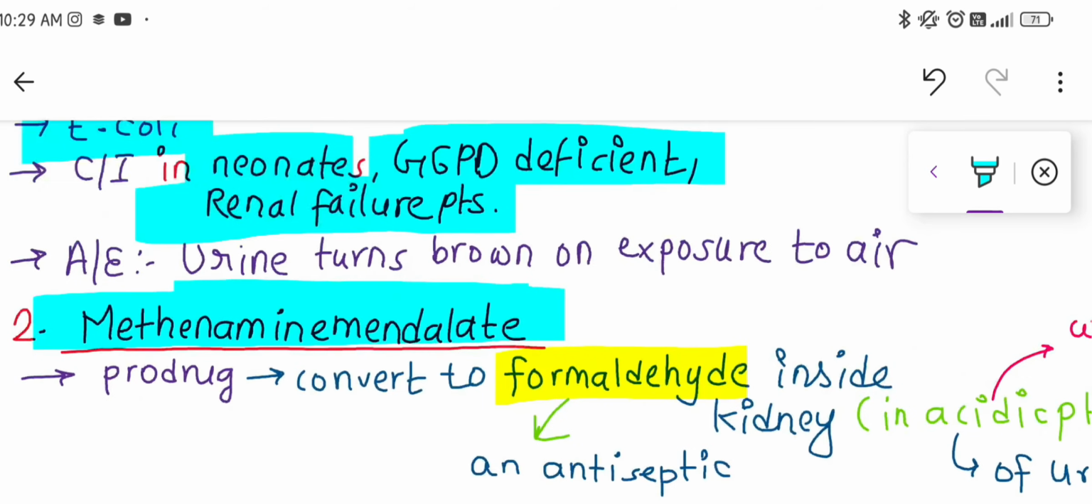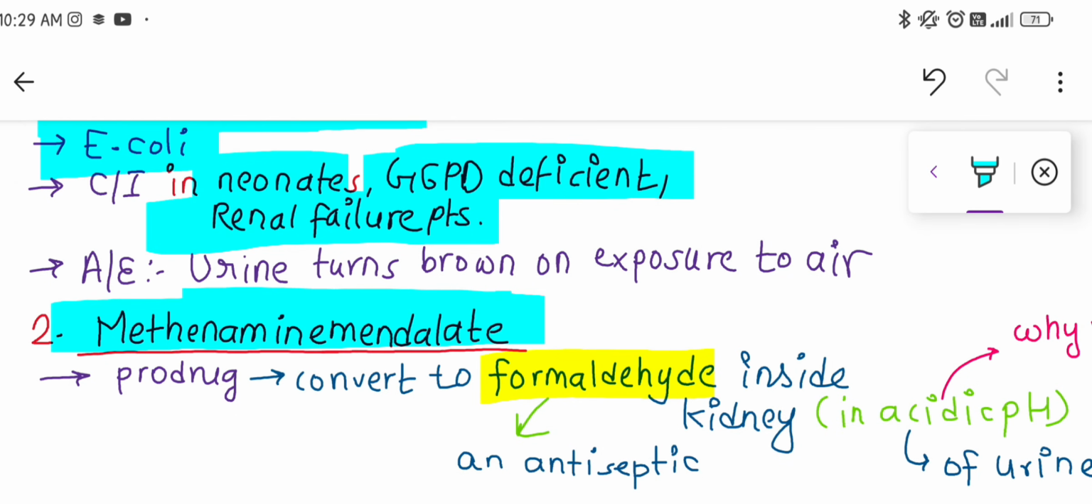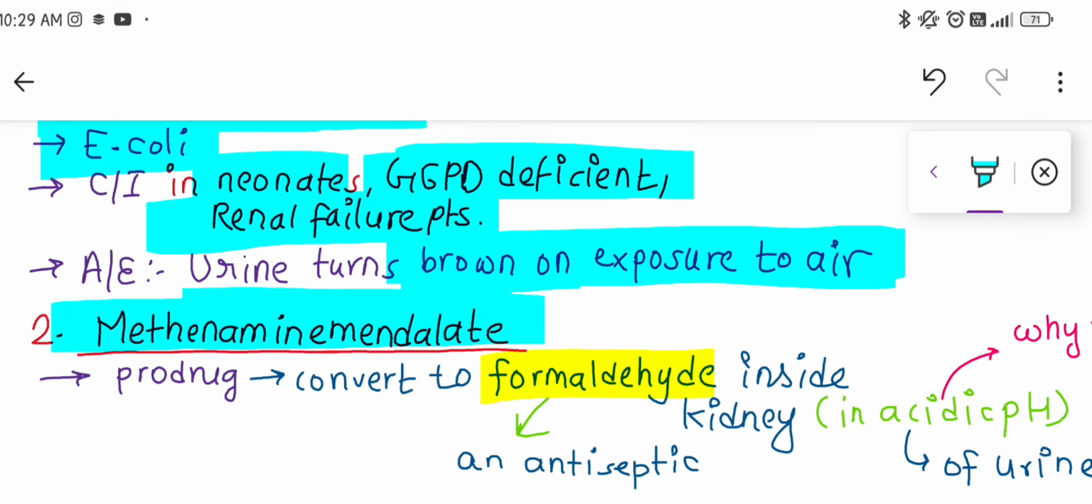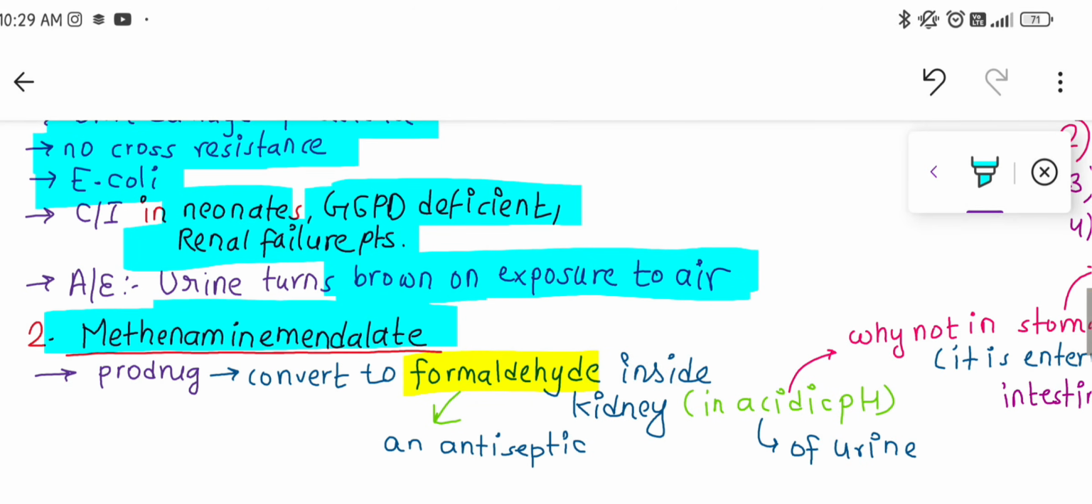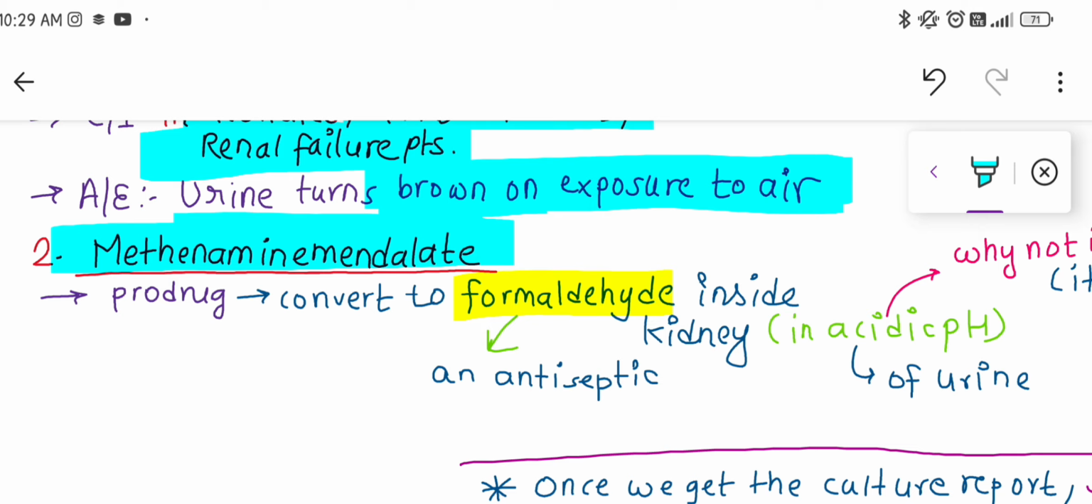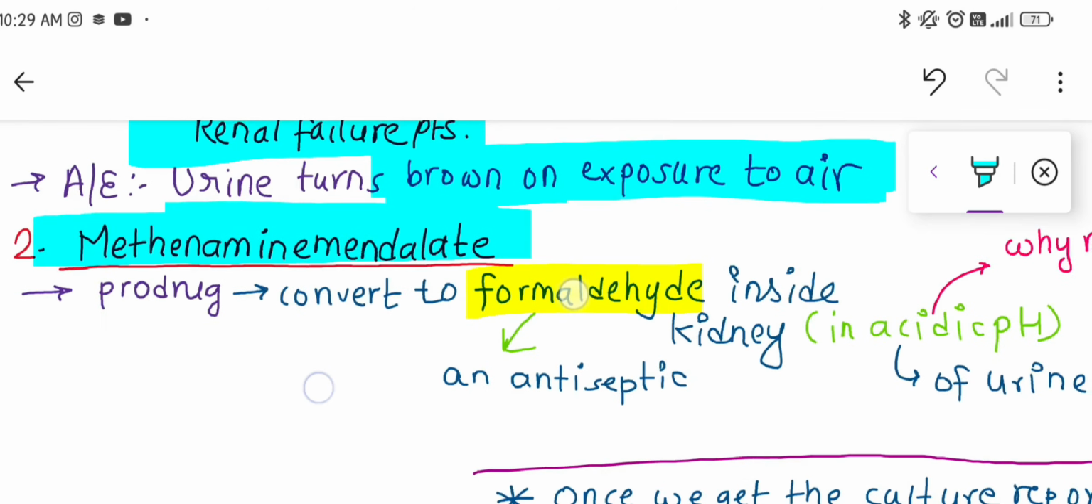And what are the adverse effects of this drug? The patient must be made aware that his urine will turn brown on exposure to air. So he may suspect that there is blood in the urine, but it is normal with this drug. So you have to make the patient clear about these things so that he won't panic.